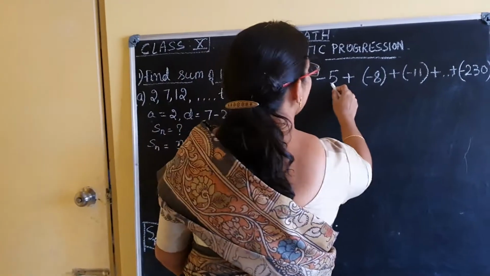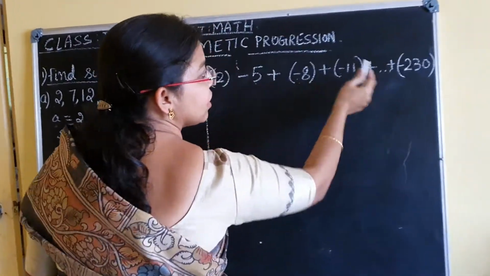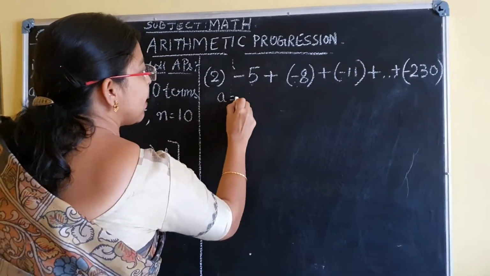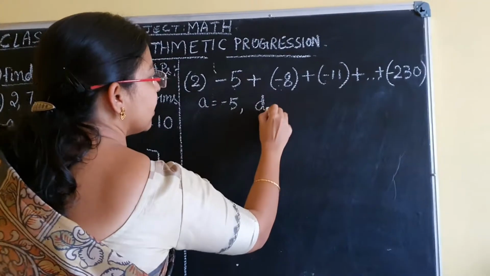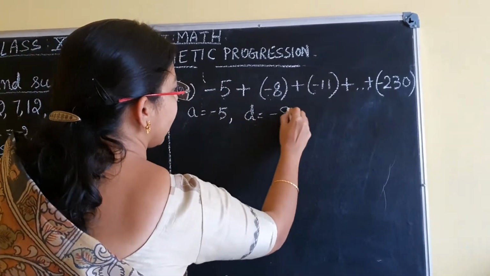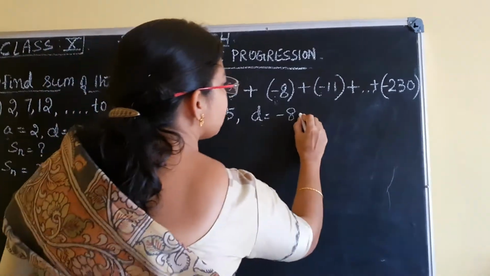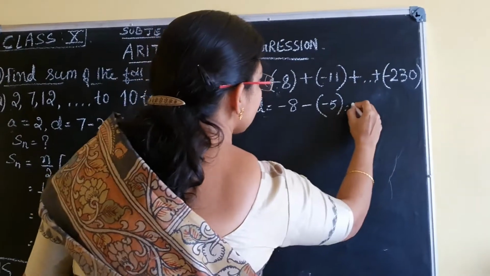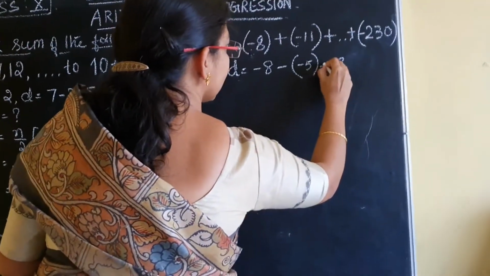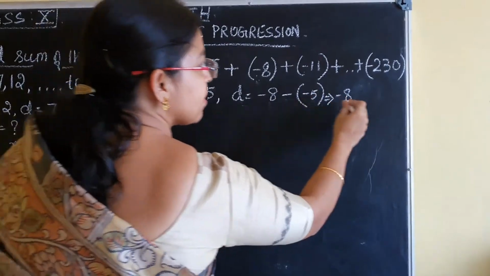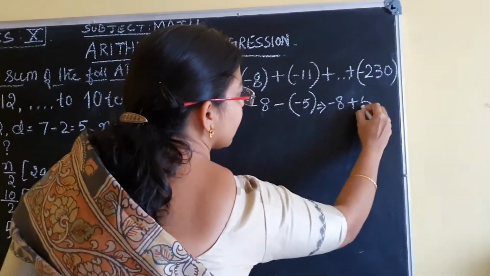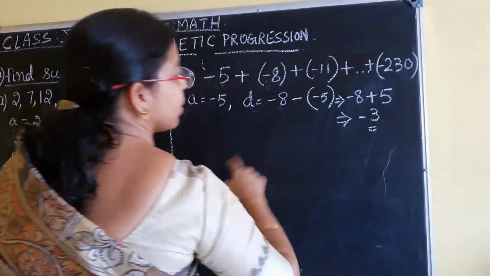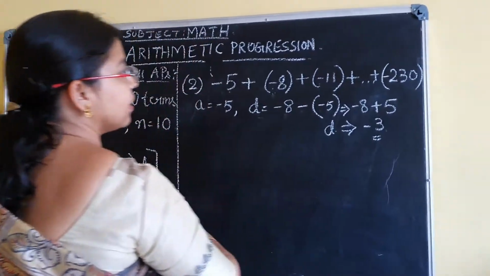Here, be careful with the negative. They are all negative integers. So be careful when you calculate the value of d. Here a is minus 5. d is the second term, minus 8, minus of the first term, that is minus 5, which is minus 8 minus into minus plus 5, which gives you minus 3. This is the value of d.